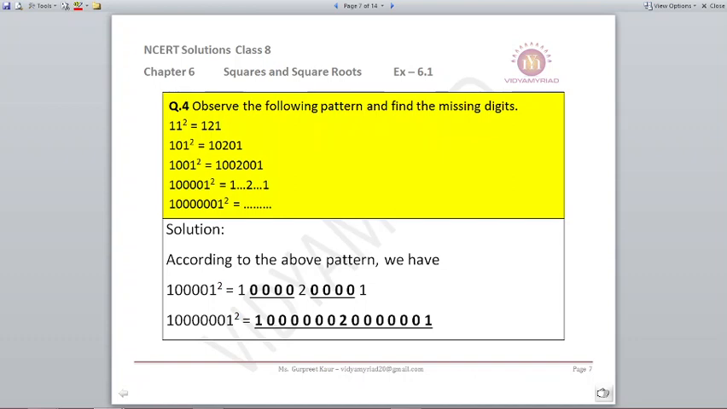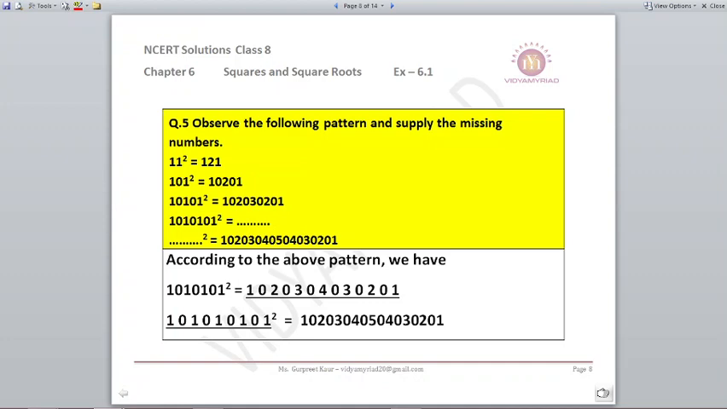Now we have 1 and 4 zeros and 1 square. We have to fill the gap. So how many zeros should come between 1 and 2? 4 zeros. So what will be my answer? 1, 4 zeros, 2, 4 zeros, 1. In the next case, 1 and how many zeros are there? There are 6 zeros now in between 1. So how many zeros will I put? 1, 6 zeros, 2, then again 6 zeros and 1. That will be my answer.